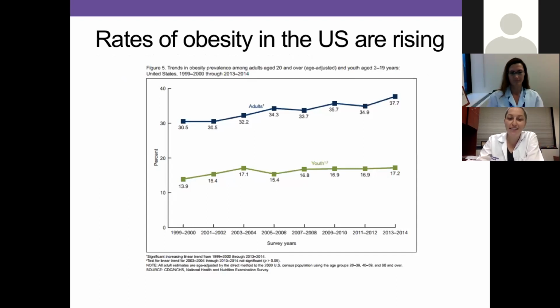I'm sure we've all heard the statistics on obesity in our country. This is a graphic from the CDC site, which shows that the rates of obesity among both adults and children are slowly increasing. The top blue line is the adults. The bottom line is the youth, children. In the US, about a third of adults are obese. According to worldwide trends, our country happens to be worse.